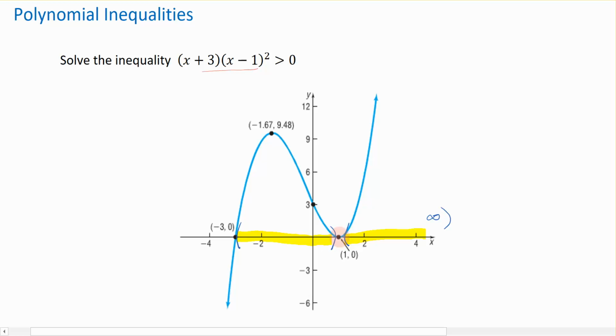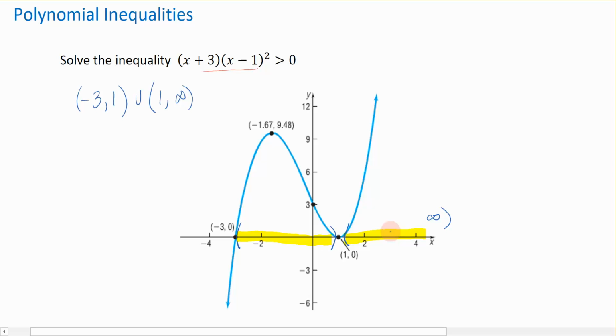Now I cannot include the number 1 in my inequality solution because that would imply that I am equal to 0. If we're just greater than, then we cannot include these values that are sitting on the x-axis. So the solution to this inequality is from -3 to 1, union 1 to infinity. So if I wanted to just look at the graph, that's how I would solve it.